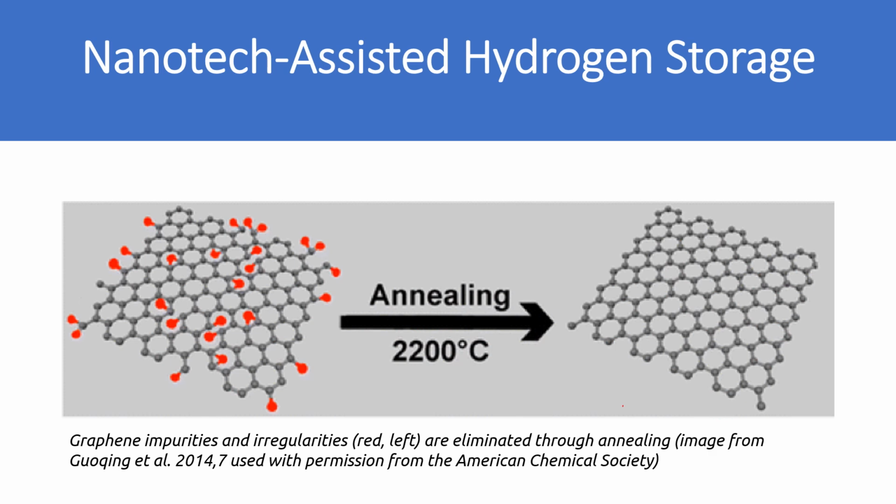On the other note, nanotechnology assisted hydrogen storage, the graphene. As you know, the real applications of the graphene, we can see in the picture in this particular slide, graphene impurities and irregularities, called the red dotted atoms like that, are really eliminated through annealing. Image from Kuning et al., 2014, used with permission of Asia Society.